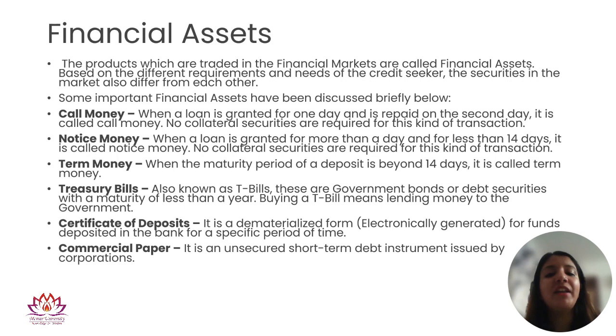First is call money. When a loan is guaranteed for one day and is repaid on the second day, it is called call money. Notice money: when a loan is guaranteed for more than a day and for less than 14 days, it is called notice money. Term money is when the maturity period of a security is beyond 14 days. And treasury bills, also known as T-bills, are government bonds or debt securities with a maturity of less than 1 year and are dealt in money markets.